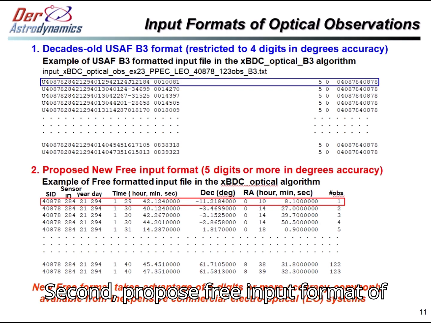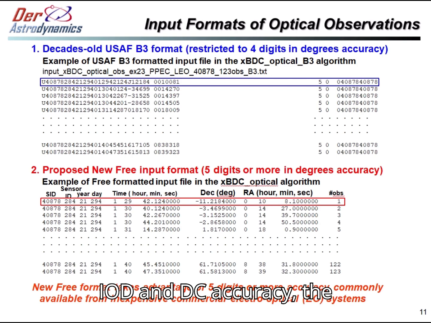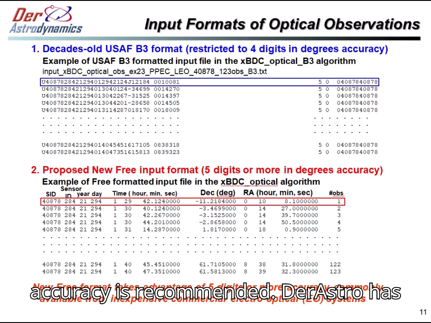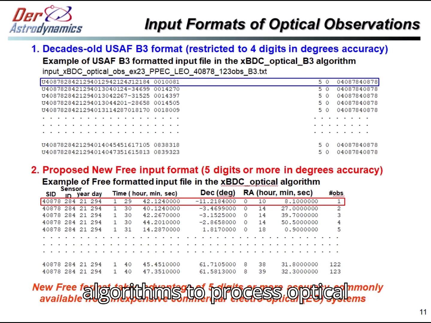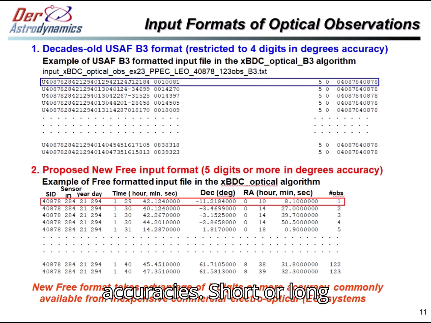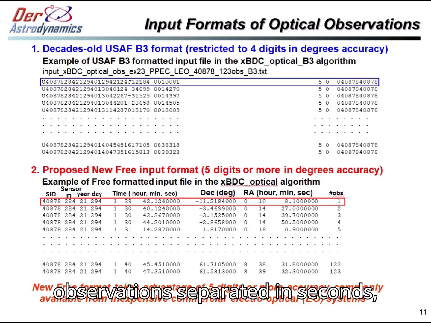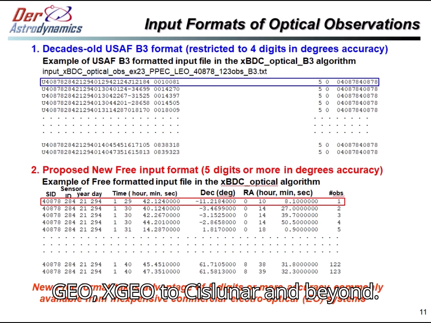Second, the proposed free input format of optical observations. To improve optical IOD and DC accuracy, the proposed free format of optical observations that takes advantage of 5 digits or more accuracy is recommended. The ASTRO has built over 10 optical ECI-based IOD algorithms to process optical observations with different observation accuracies, short or long arc or time spans. Observations separated in seconds, minutes, or hours from LEO to GEO, ex-GEO to cislunar and beyond.